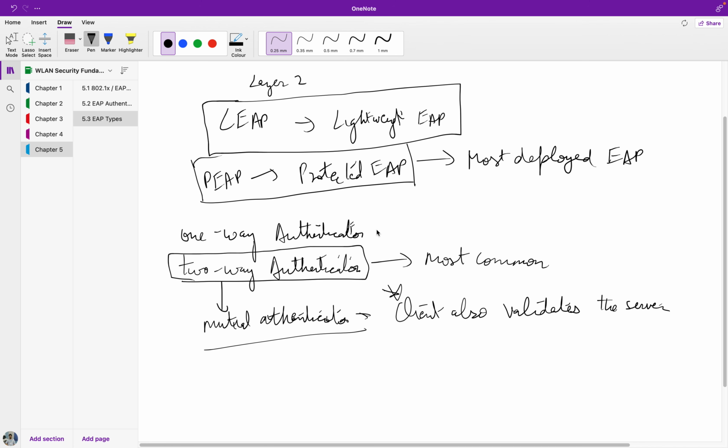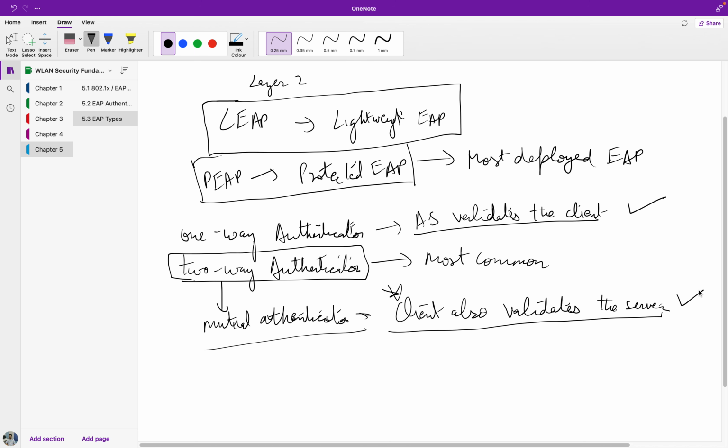Up till now, in one way, the authentication server validates the client. Here in mutual authentication, this will happen, but this also will happen. That is something which is very much going to happen in mutual authentication. Now, how does a client validate a server? By seeing the digital certificate of the server. In most scenarios, this is the most common way.